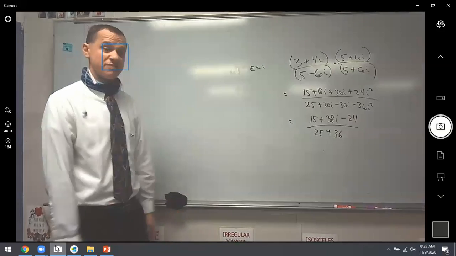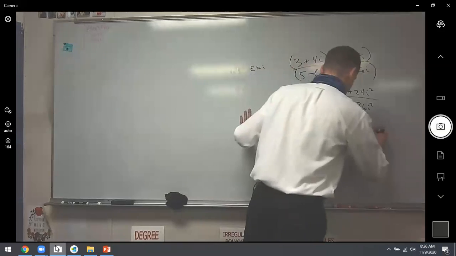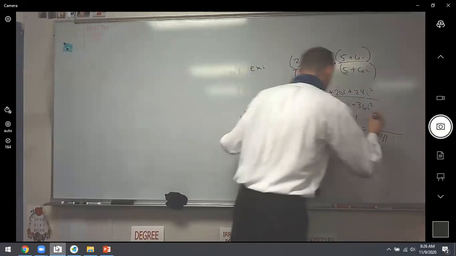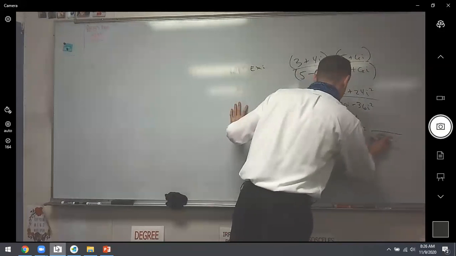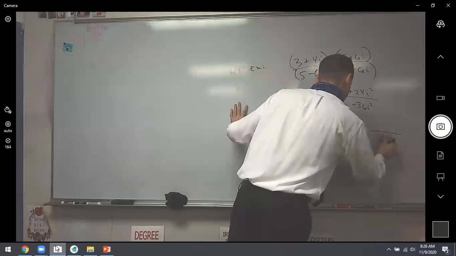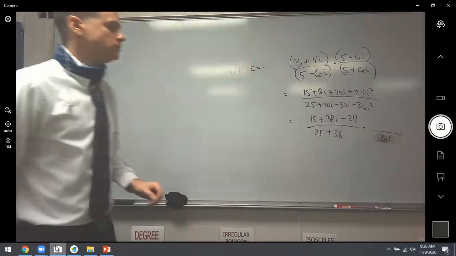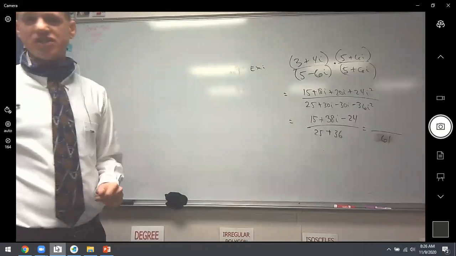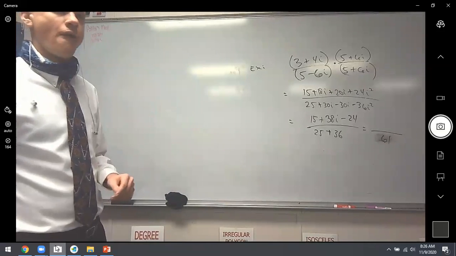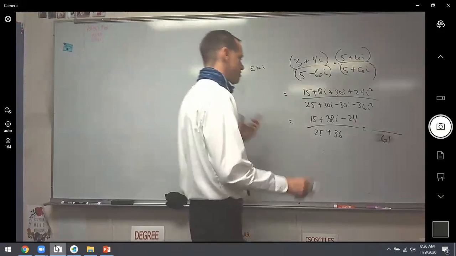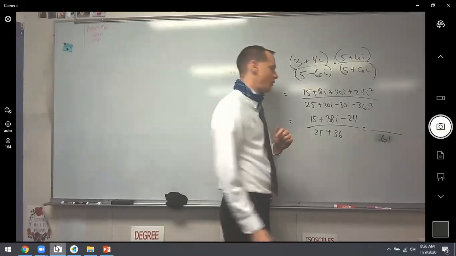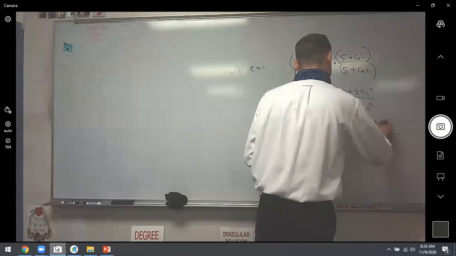And you see the bottom is going to be nice and pretty. I don't mean it's like a pretty nice number like 2 or something like that, but it's real. 61. The bottom turns out to be a nice, pretty 61. That is cute. On the top, we still got a little cleaning to do because I can do 15 minus 24. 15 minus 24 is negative 9.